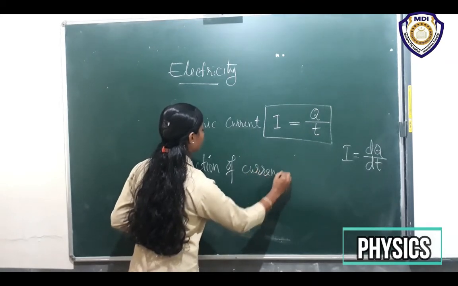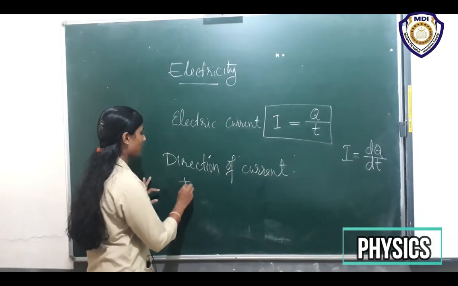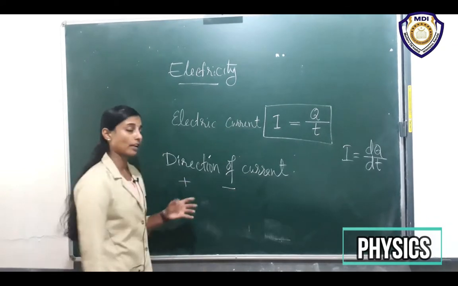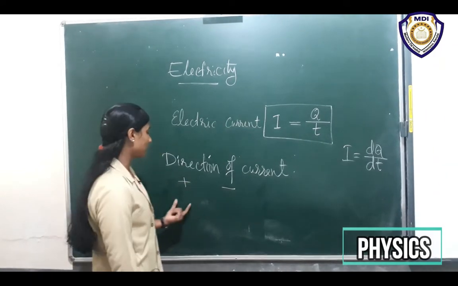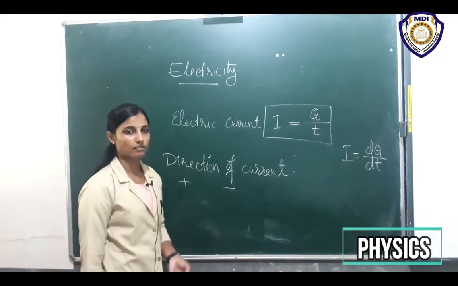Okay, so which are they? Yeah, there is a positive terminal and negative terminal. For a battery or cell, there is a positive terminal and a negative terminal. There should be positive and negative terminals.